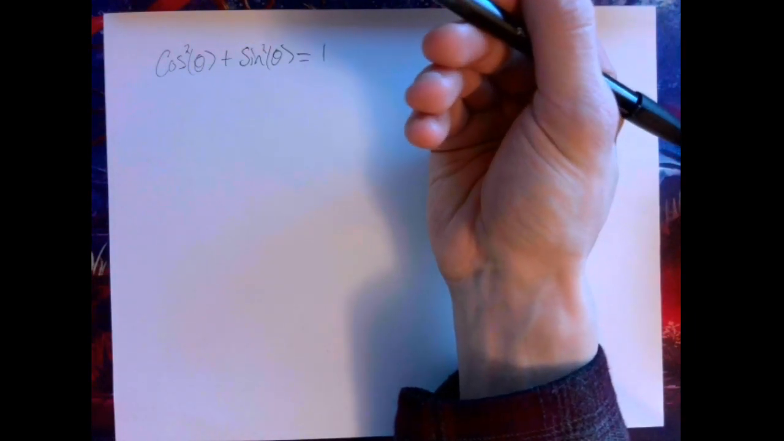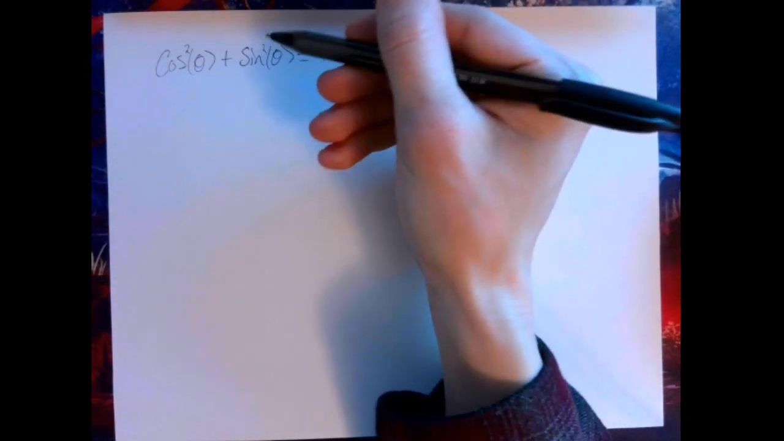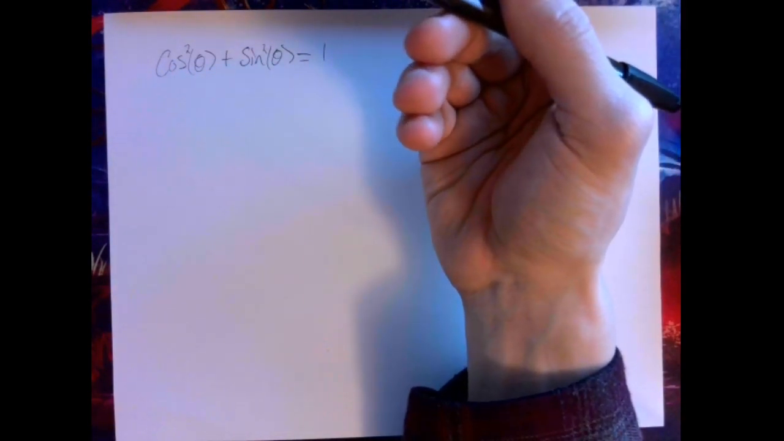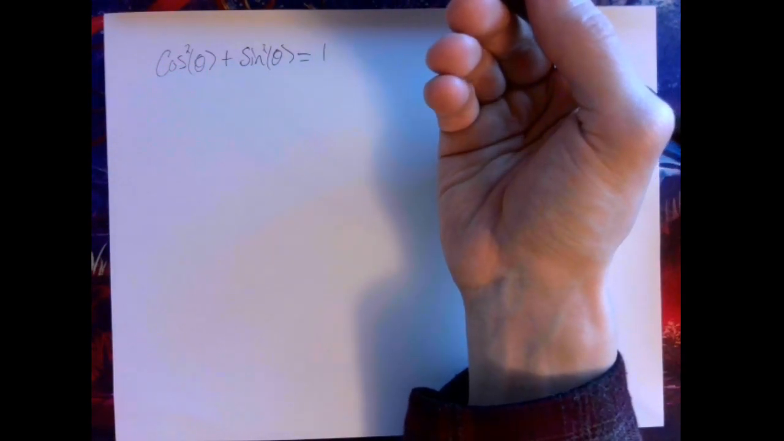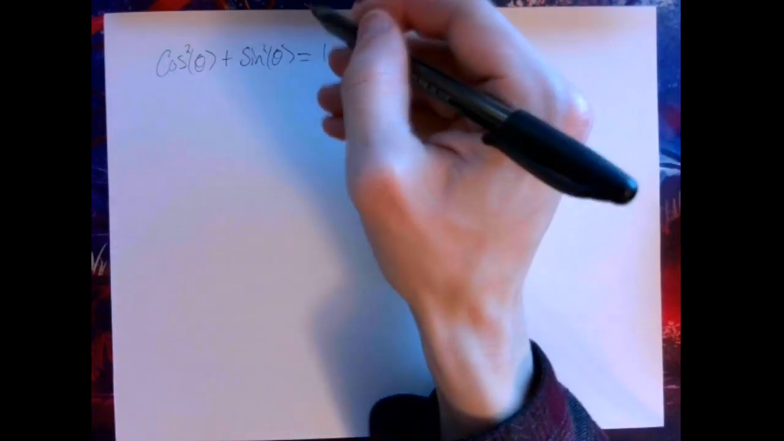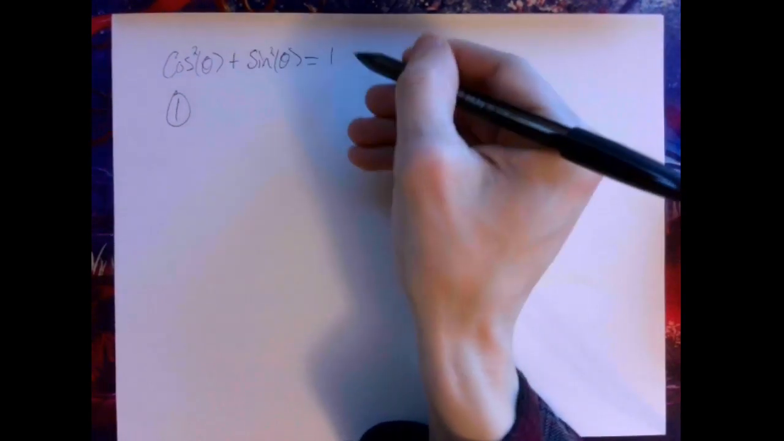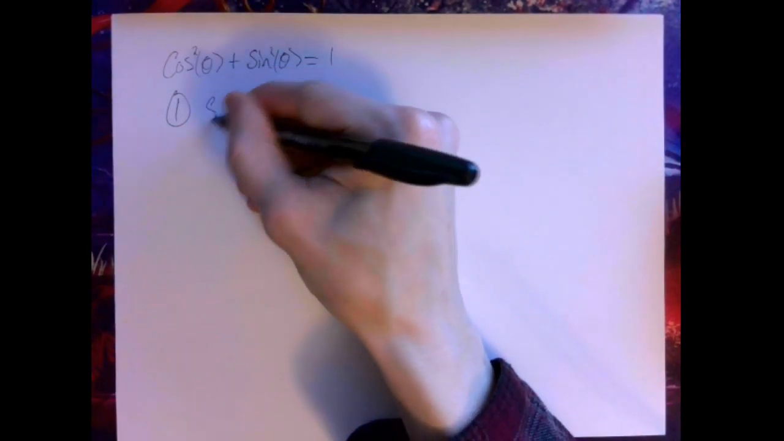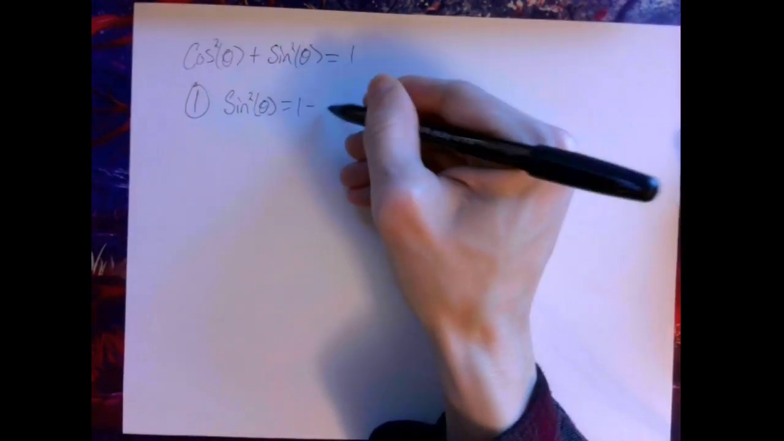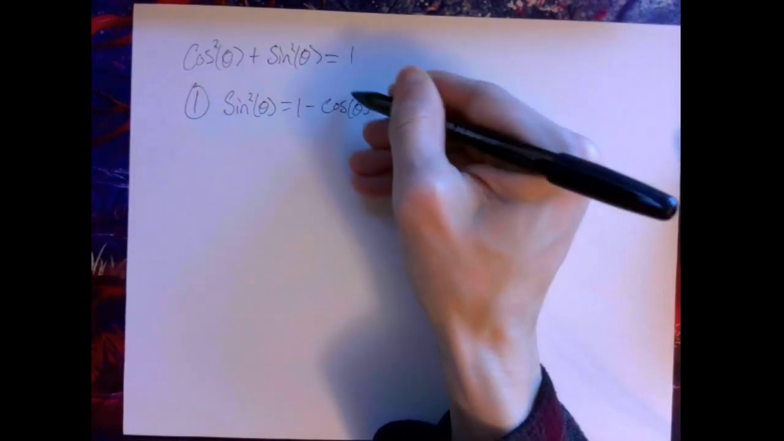So now from here, what we can do is, if we wanted to get it in terms of sine, say we're trying to solve an equation and we wanted to get everything in terms of sine, but we had cosine in the game, or if we wanted to get everything in terms of cosine but we had sine in the game, we could take this identity and subtract cosine of theta squared over to get sine of theta squared by itself, and we would get sine of theta squared equals 1 minus cosine of theta squared.